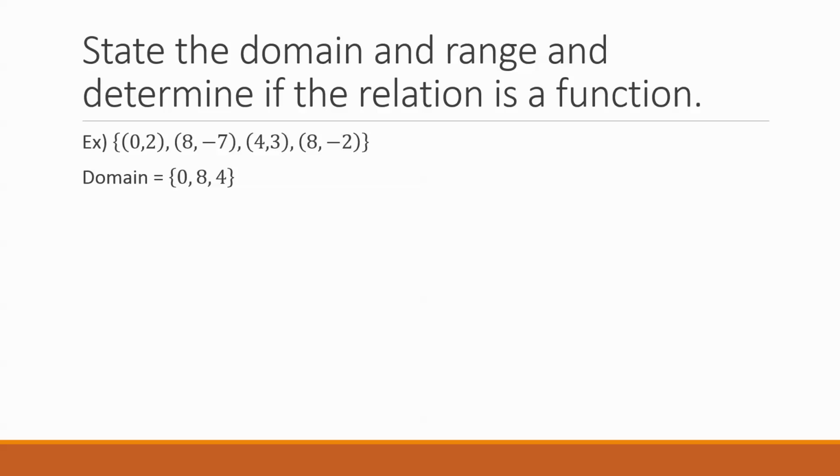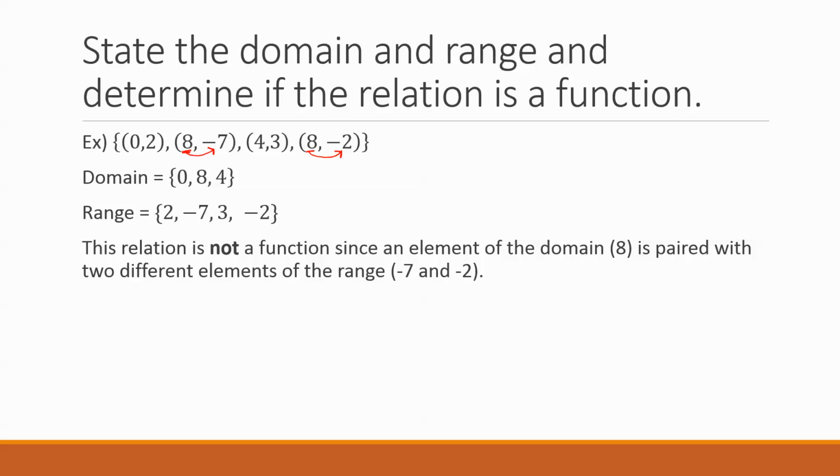So the range would be your y coordinates: 2, -7, 3, and -2. Now notice here that the 8 is paired with -7, but the 8 is also paired with -2. Since this element of my domain is paired with two separate elements of my range, this would not be a function. So this relation is not a function since the element 8 in my domain is paired with more than one element in my range. So that's how we determine whether relations are functions if we're looking at ordered pairs.